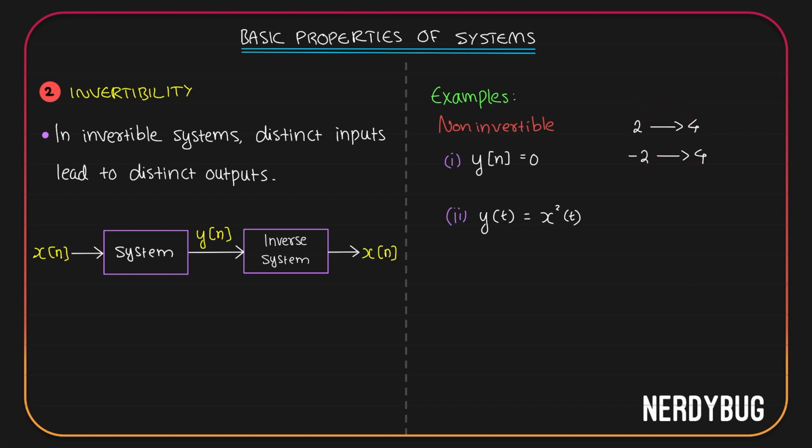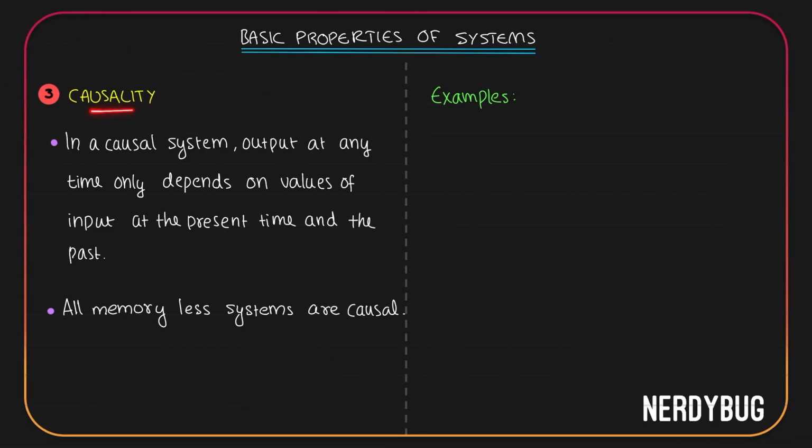So there is no way we can design an inverse system for a system that is defined by y of t equal to x square of t. Let's move on to the next property, which is called causality. The definition of a causal system is this: output at any time only depends on values of input at the present time and the past, which means it cannot depend on the values of input or output in the future.